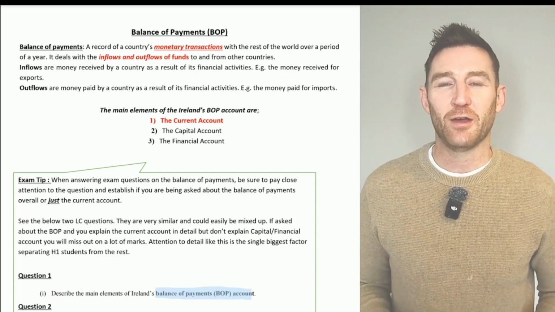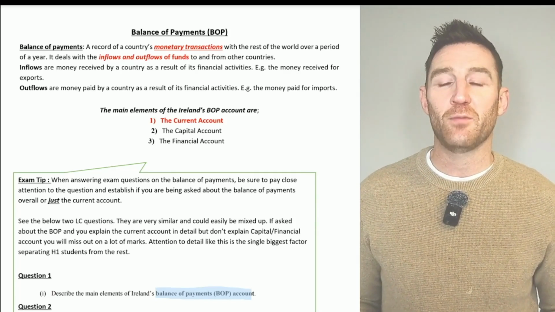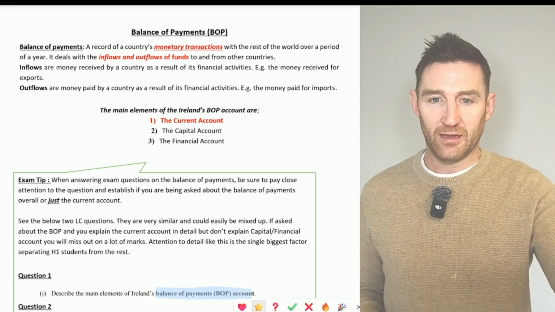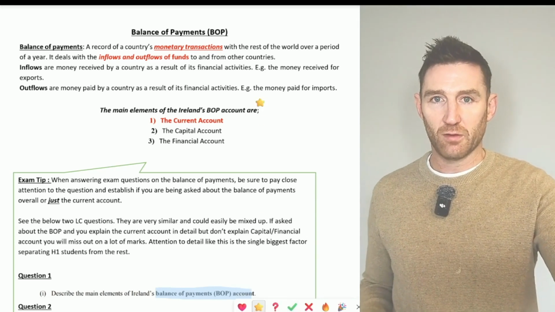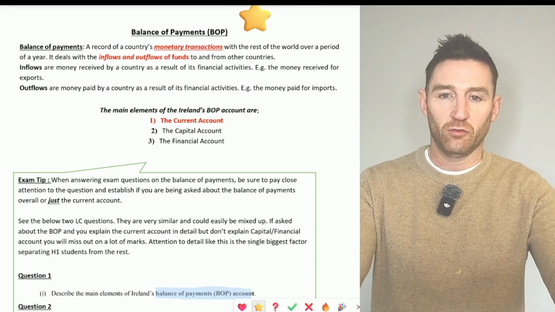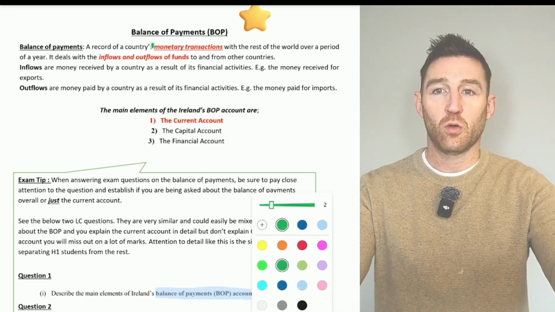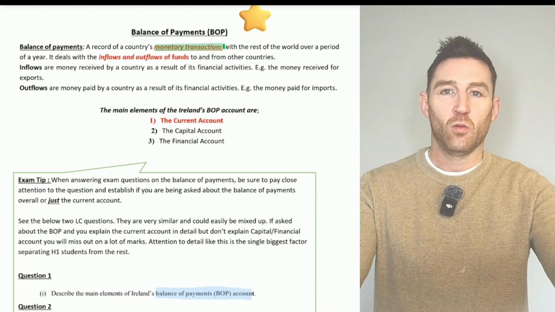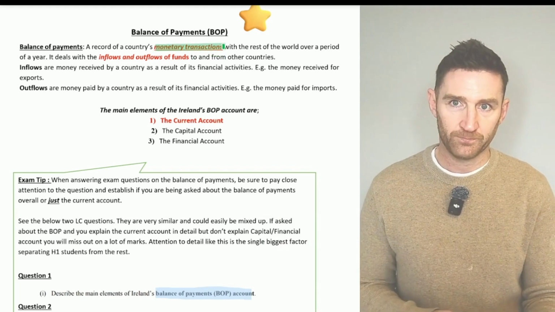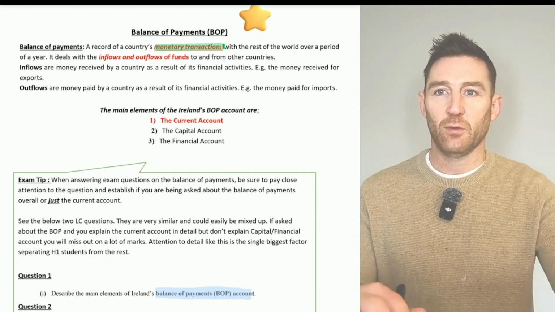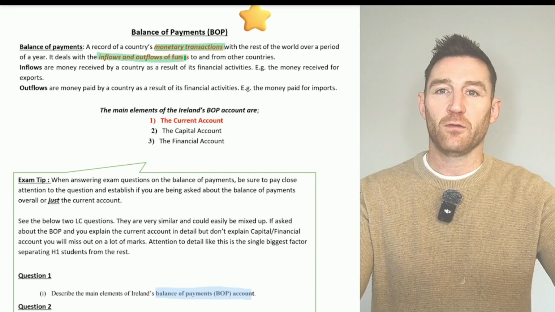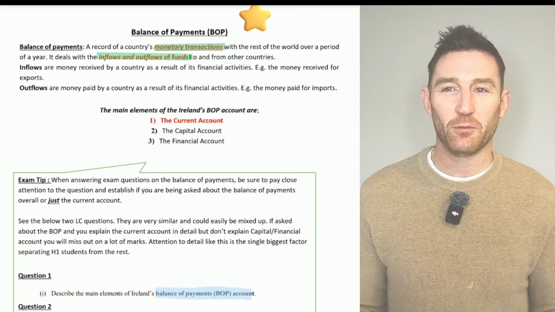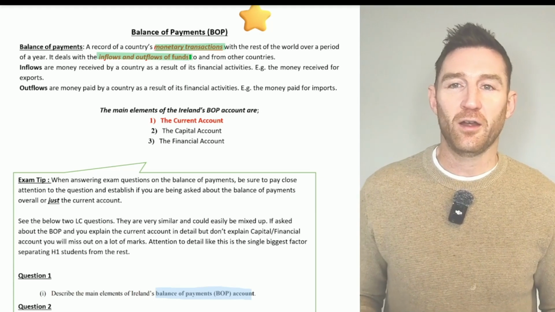The next thing to have a look at there is the balance of payments account. So you want to put an asterisk beside the definition for us to explain it. This is what we're going to go for. So there's a couple of crucial parts to this, right? The first thing is that it records a country's monetary transactions with the rest of the world over a period of a year. It deals with the inflows and outflows of funds to and from other countries, which is like repeating the same thing in a different way, but get those two sentences in there in explaining it.